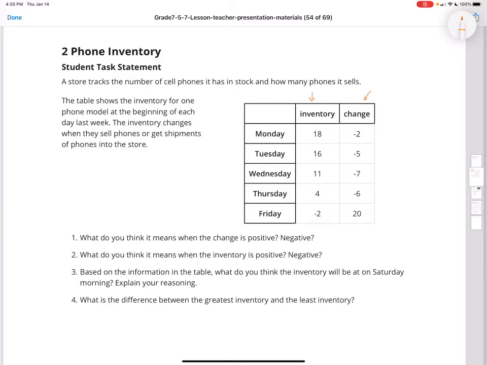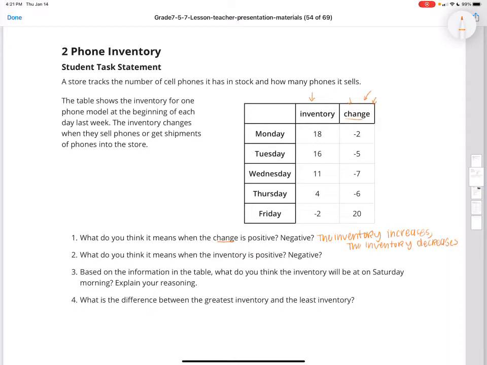All right, so they want us to pay attention to this column, the change. If the number is positive, I'm assuming that the inventory increases. If it's negative, the inventory decreases.